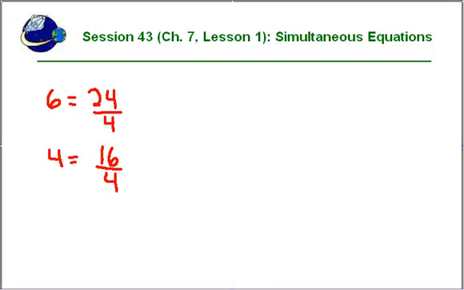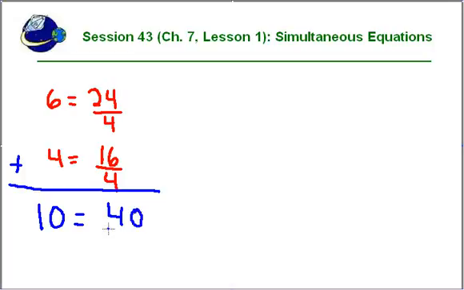Now, if I wanted to add these two equations together, it's a little bit more straightforward. I'm taking my 6, the left-hand side, and adding 4 to it. 6 plus 4 is 10. So after I've added 4 to the left-hand side of the equation, I now have 10. I now need to add 4 to the right-hand side of the equation. But what we've done here is rewritten 4 as 16 over 4, which has the same value. What is 24 over 4 plus 16 over 4? That's 40 over 4. Does 10 equal 40 over 4? Yes, it does, because if you take 40 and divide it by 4, your answer is 10.